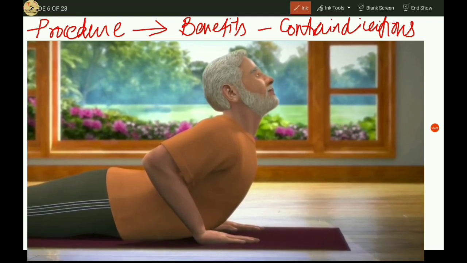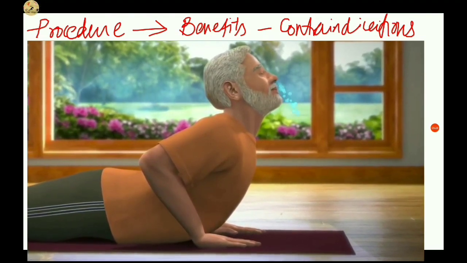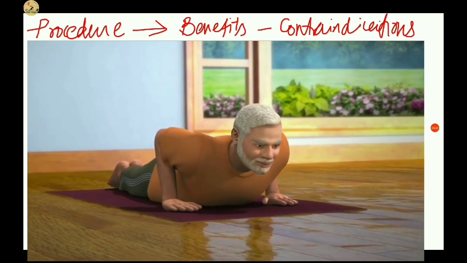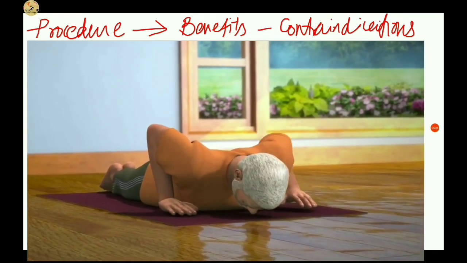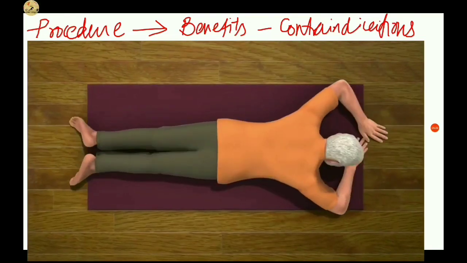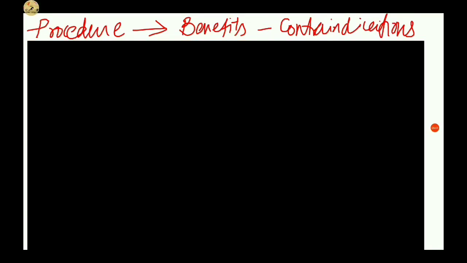Stay in this posture for 15 to 30 seconds. Exhale slowly and bring the upper portion of your body down to the floor. Stretch your hands in front of you and come back again to the Makarasana pose and relax your body. Dear students, we have discussed the Bhujangasana procedure, benefits and contraindication.